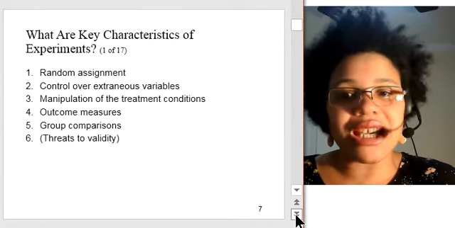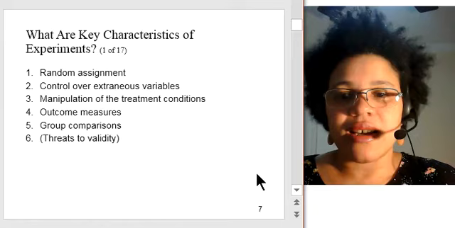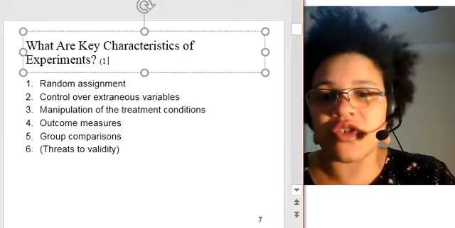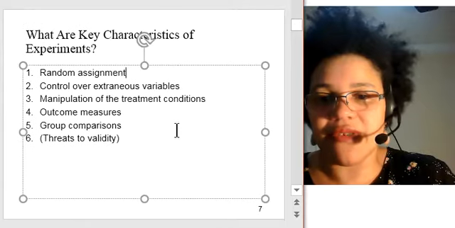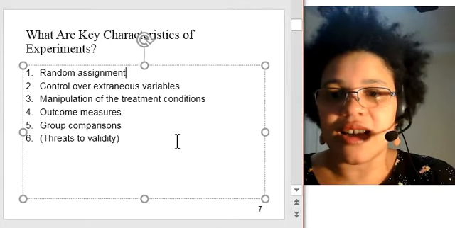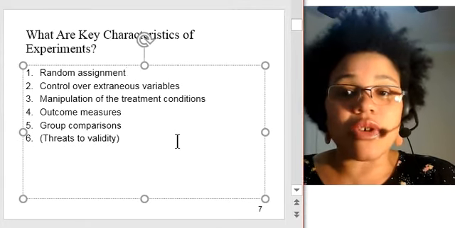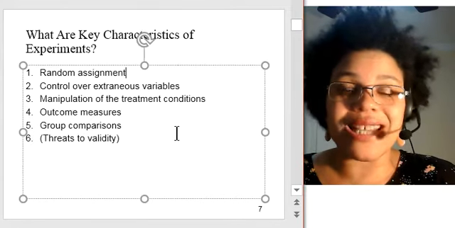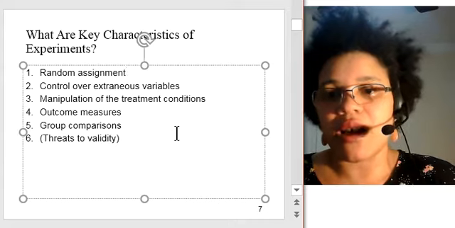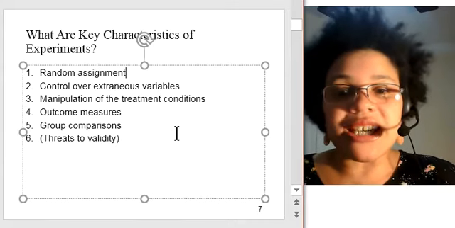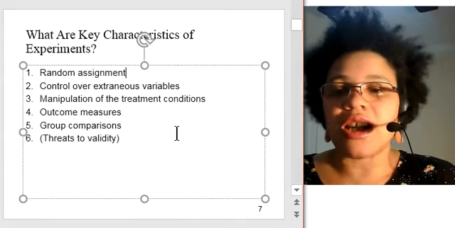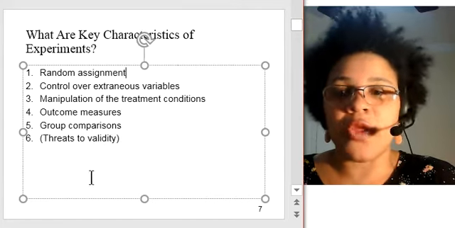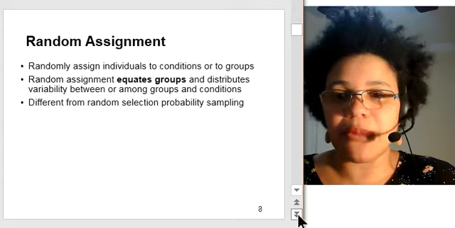There are certain key characteristics of experiments. First, random assignment is used to control for extraneous variables. There's the idea of control over extraneous variables, which is one thing that made experiments in laboratories very popular. Manipulation of the treatment conditions, measuring the outcomes, comparing groups, and there are threats to validity to think about with experiments.